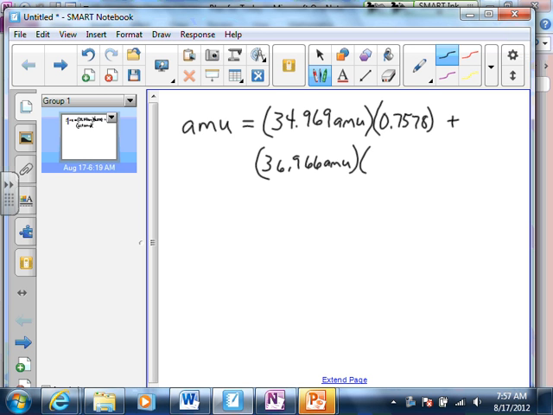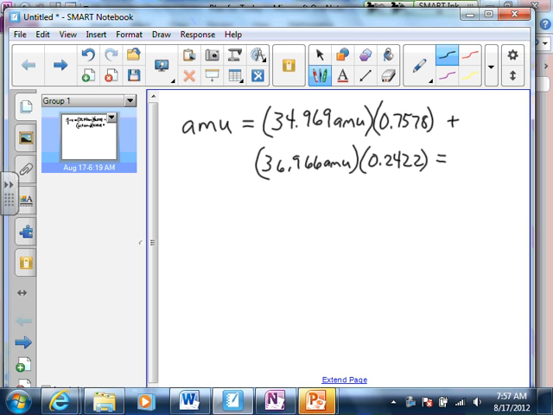We're going to multiply that by its percent abundance, which is, again, changed to a decimal, 0.2422. Okay? And once we work all that out, sorry, I'm working it out on my calculator right now. You probably are too. Fun game would be to see if you can beat me.